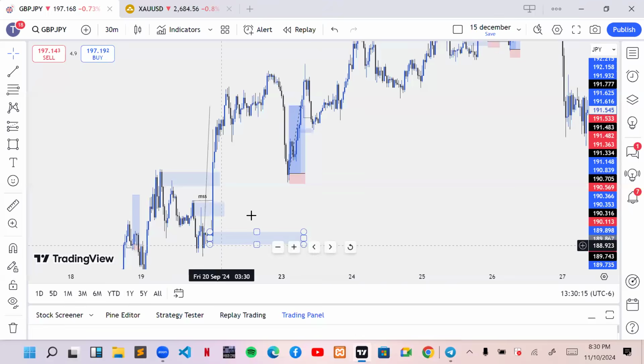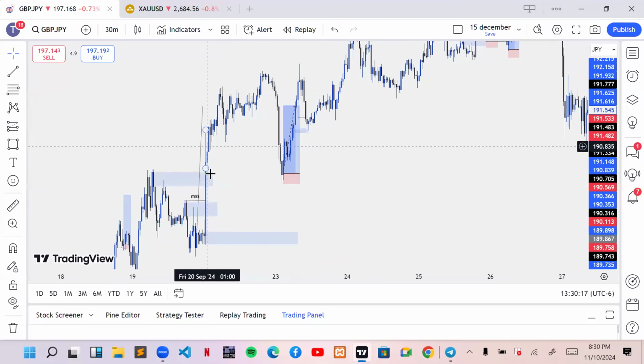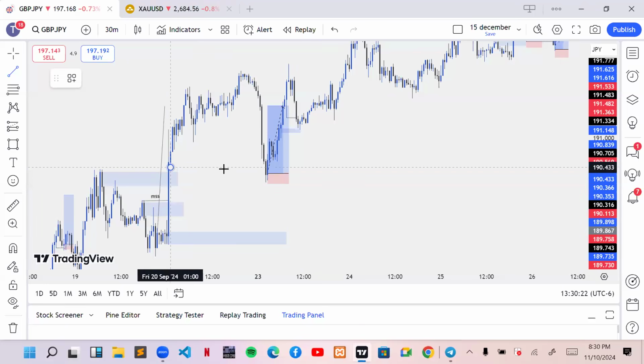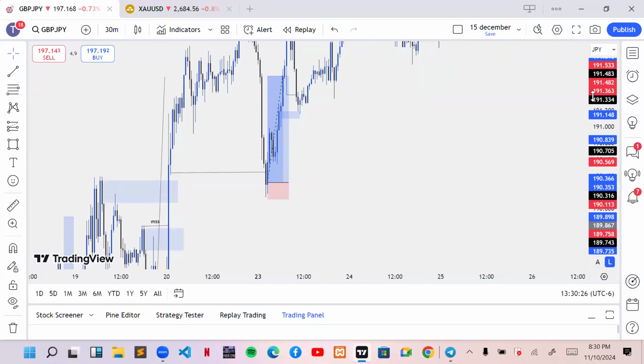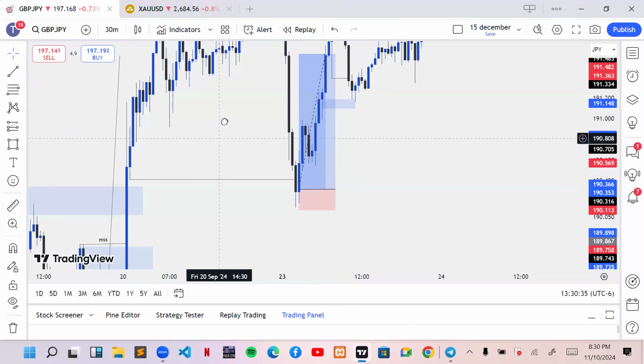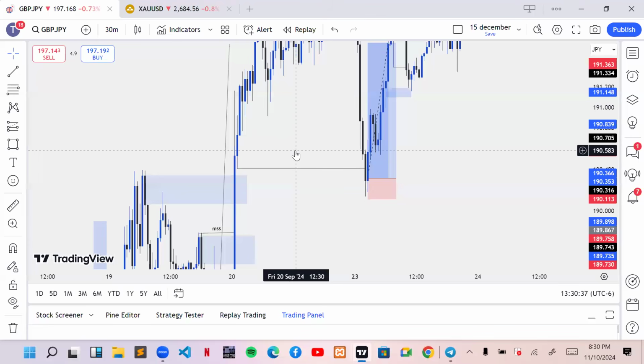Now, what is the first pullback that the market made after this whole impulsive move? Right here. So what was the inducement? The inducement is right here, which is our liquidity. So this is our inducement here, the first pullback that the market made. On this 30 minutes it is weak, but this is our inducement right here. So this is our inducement for this trade.